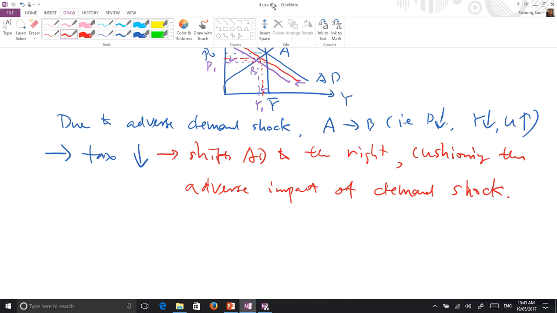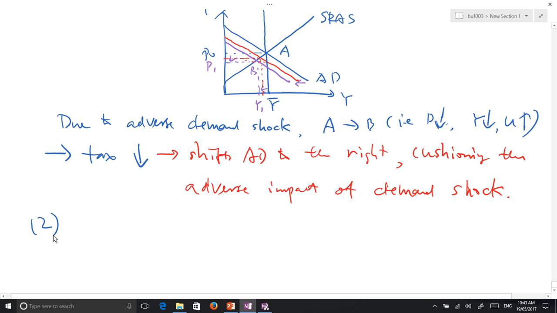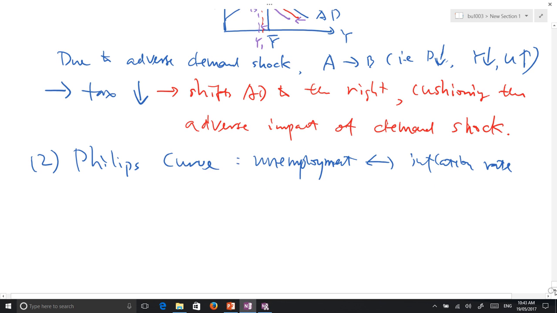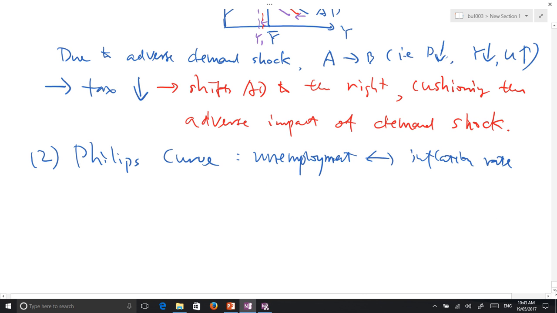The second topic we want to cover is what we call the Phillips curve, which is a relationship between unemployment rate and inflation rate. So essentially, we want to look at the economy from another angle, from the perspective of unemployment and inflation. Alright, so now let me derive this, let me call it the short-run Phillips curve, graphically.